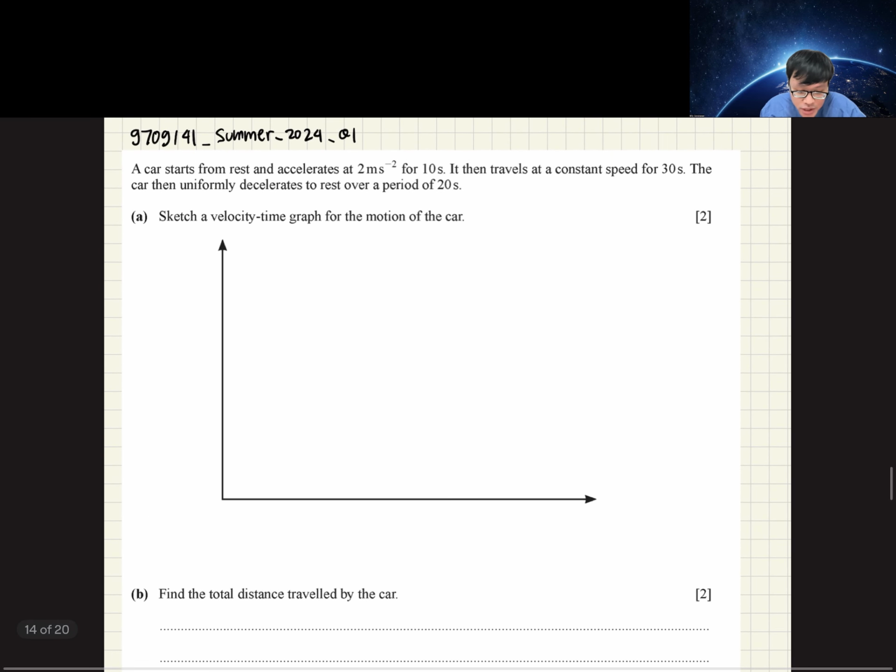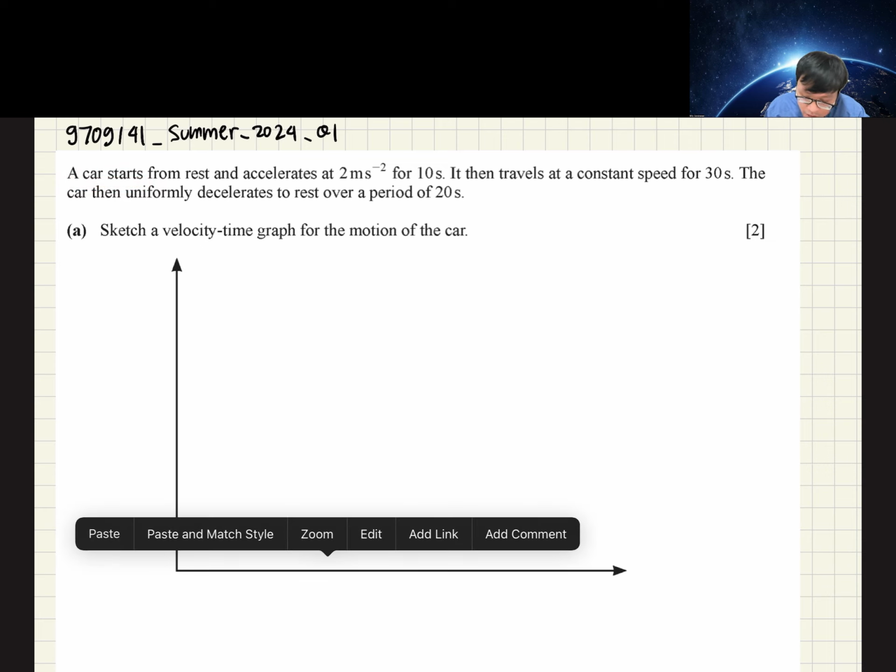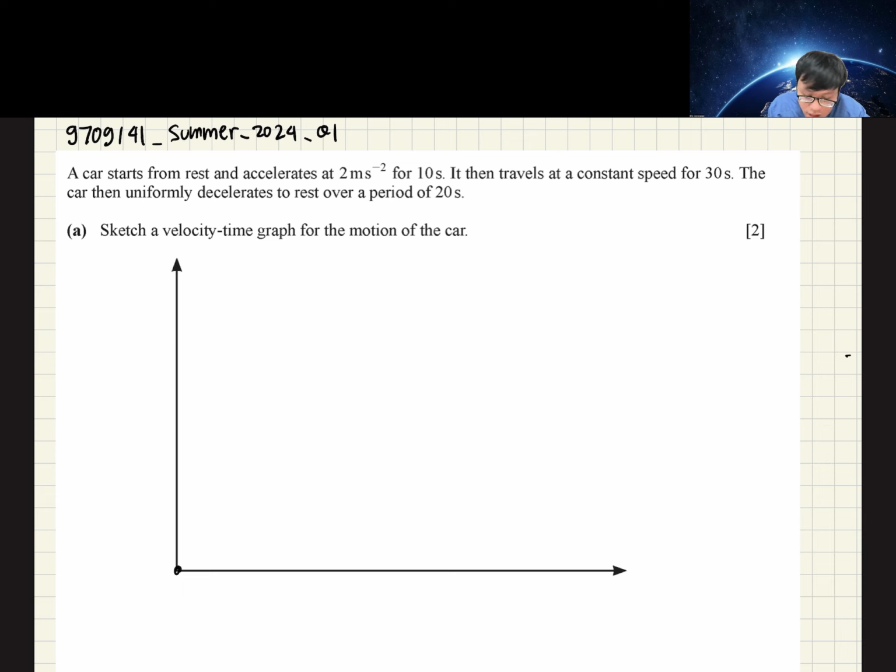Okay, move on to the next question. In this question, we are going to sketch a velocity time graph for the motion of the car. So let's read the question. A car starts from rest. So it starts from 0, 0, and accelerates at 2 meter per second squared for 10 seconds.